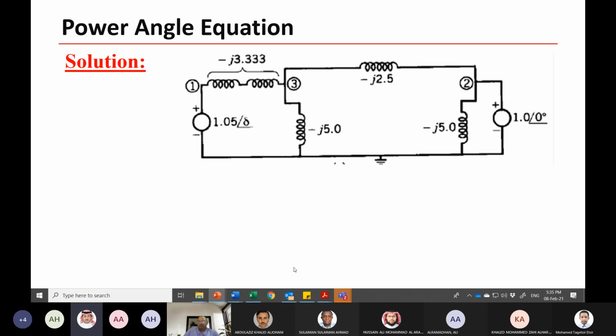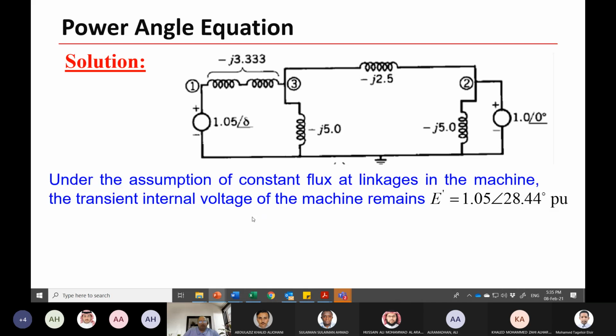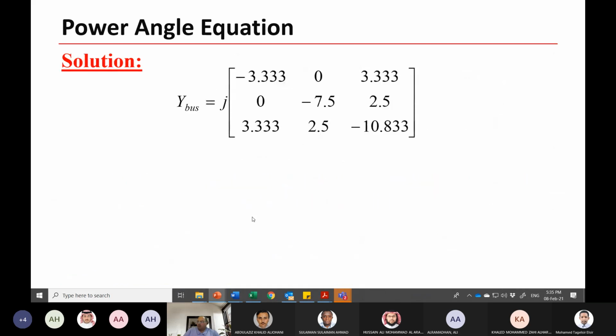Yes, Doctor. Bus 3. Bus number 3. We eliminate all buses except those connected to the generator, bus number 1 and bus number 2. So we need to eliminate bus number 3. Can we, by Kron reduction, eliminate this bus? Can we convert this to 2 by 2?